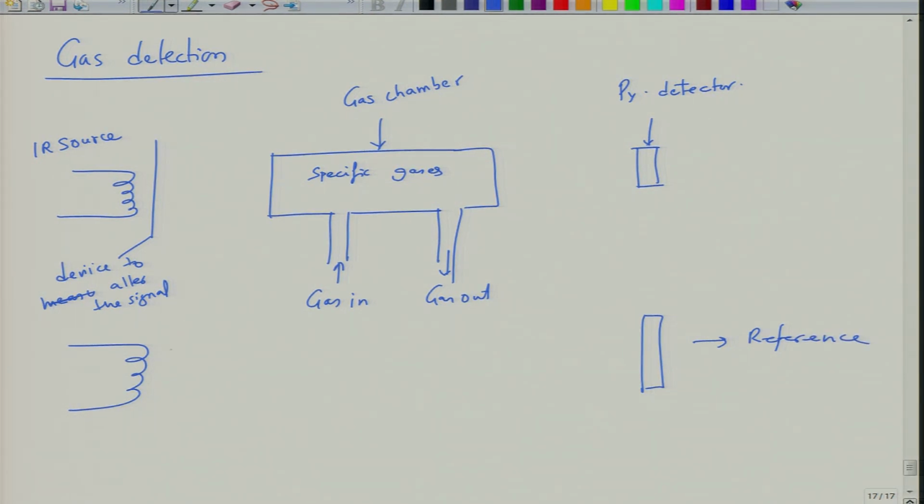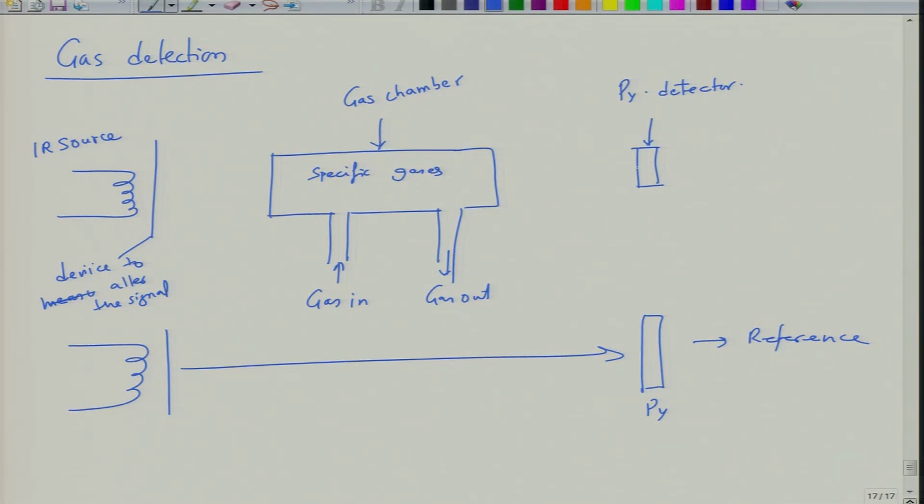The IR goes directly, using whatever chopper and etc. you have, to the detector. So a similar kind of IR goes to the pyroelectric detector, which is used as a reference, and then you pass this IR through the specific gas, and this specific gas will lead to some sort of absorption, and then the IR is detected.